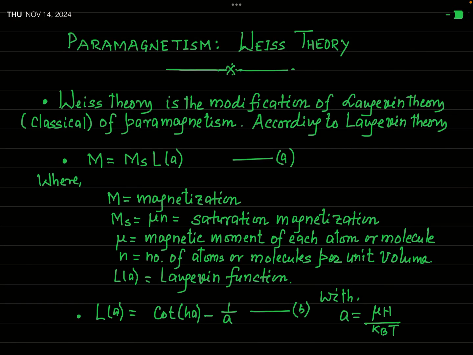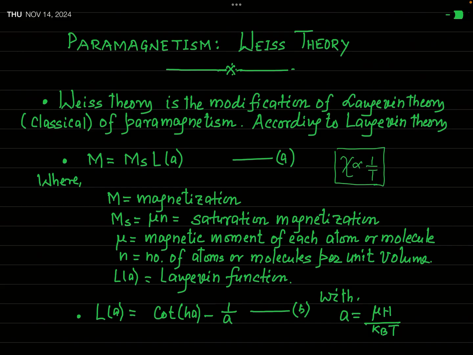In the previous lecture, we have discussed in great detail the Langevin theory of paramagnetism. And you have seen, finally, Langevin theory provides us Curie law, according to which the magnetic susceptibility of paramagnetic substances is inversely proportional to the absolute temperature. Actually, this chi, which is the magnetic susceptibility of a paramagnetic substance, varies in inverse manner with absolute temperature T.